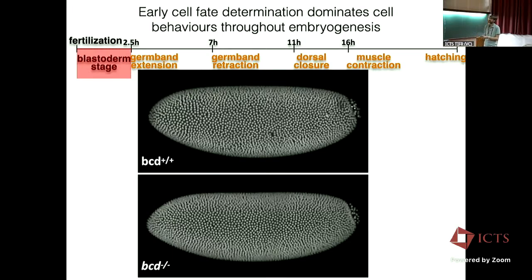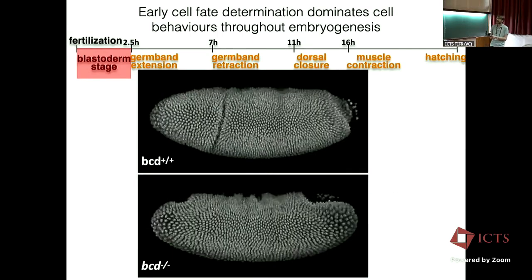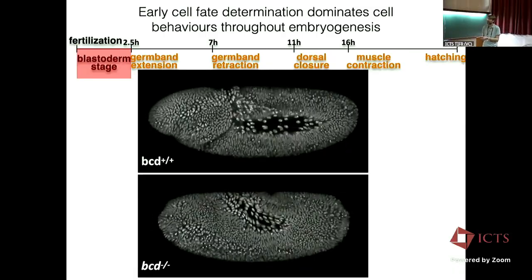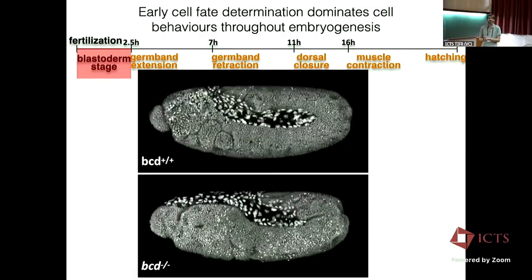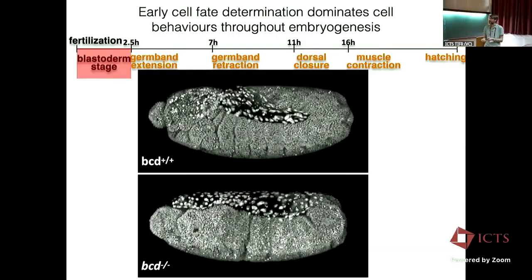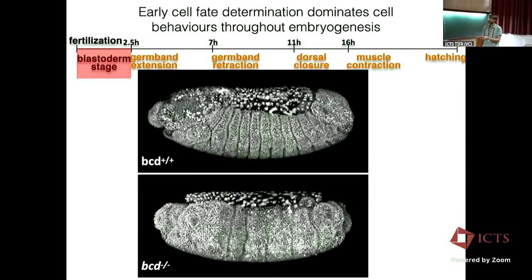In this case, wild type is on top, and on the bottom is a bicoid null. A bicoid null forms without an anterior. It forms with two posteriors, so it has an arse for a head.